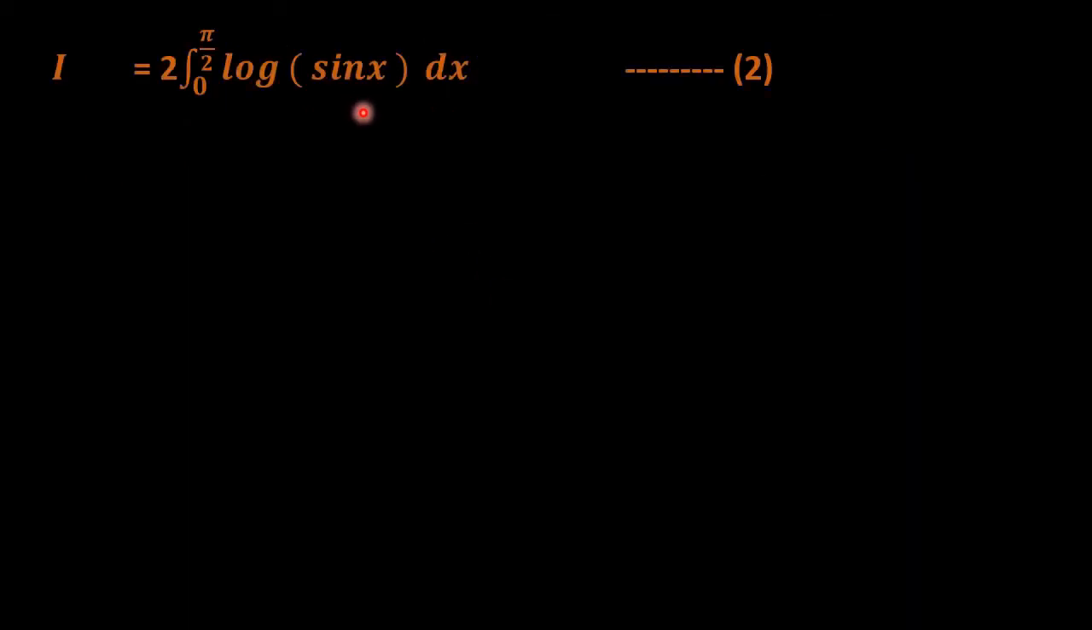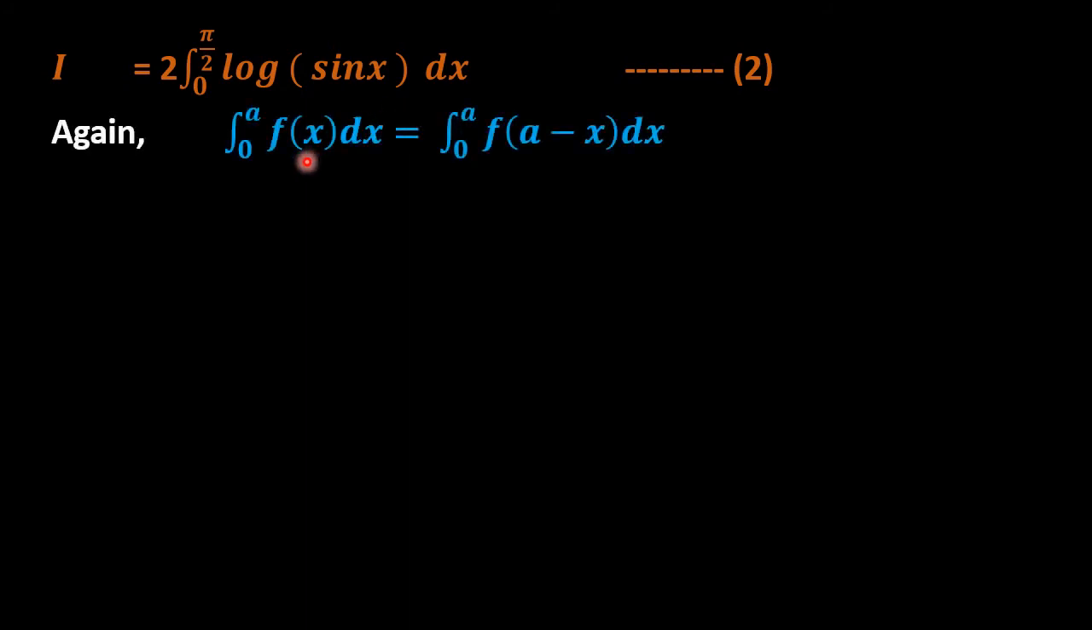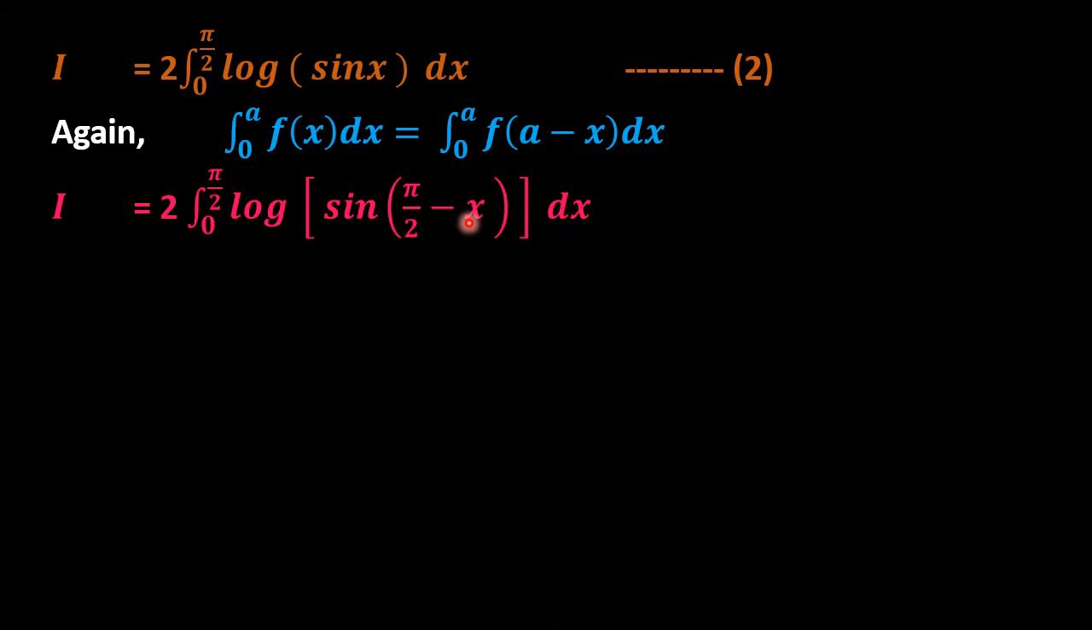Now here again we have to use the fourth property. So this is our fourth property where this x will be replaced by the upper limit pi by 2 minus x. So after using this fourth property, it will get modified as 2 integration from 0 to pi by 2 log sin of pi by 2 minus x. This sin of pi by 2 minus x is sin 90 degree minus x, which is cos x, using the formula sin 90 degree minus theta is cos theta. So it will get modified as 2 integration from 0 to pi by 2 log cos x dx. Let this be equation number 3.